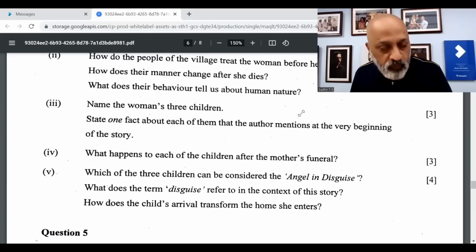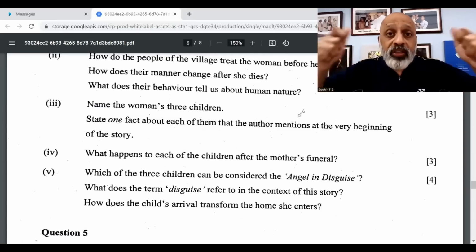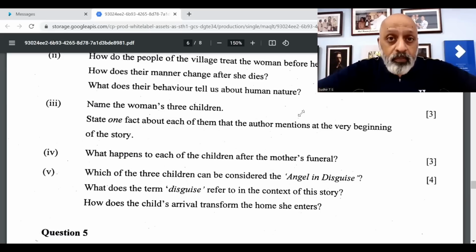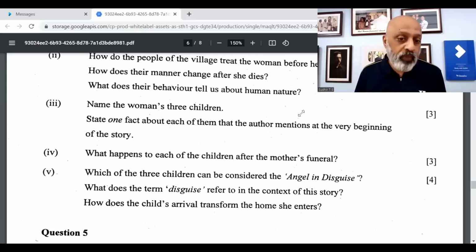Which of the three children? Obviously Maggie. And what does the term disguise refer to in the context of the story, given the fact that she was an injured child, her spine was injured, she was a bedridden child, and in that sense, she was not the typical cute looking baby who would move around, but someone who had to be taken care of 24/7, right?